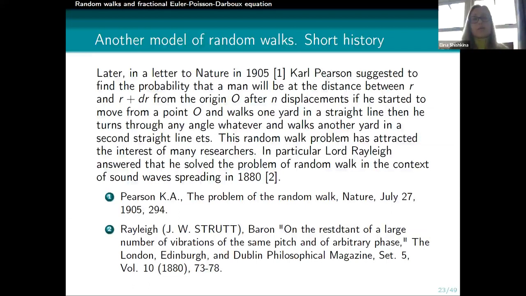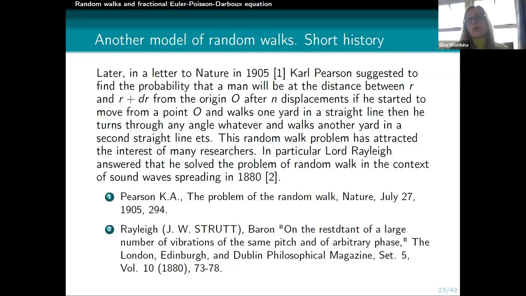Actually, he suggested to find the probability that a man will be at the distance between r and r plus dr from the origin after n displacements, if he started to move from a point 0 and walks 1 yard in a straight line. Then he turns through any angle, whatever, and walks another yard in a second straight line, etc. And the random walk problem has attracted the interest of many researchers.